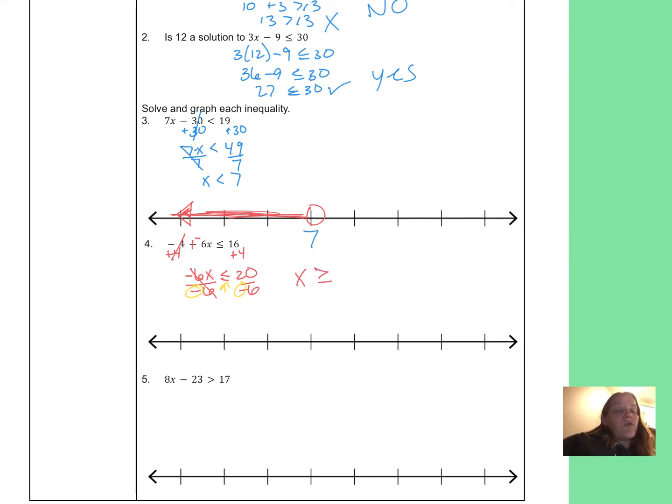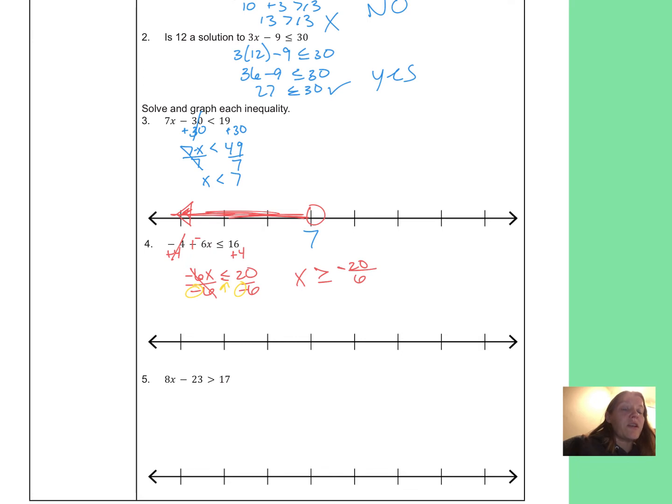And then 20 over 6. Well, that doesn't divide evenly. You can turn it into a decimal and just put in your calculator 20 divided by -6. I'm going to choose to leave it as a fraction, but I'm going to reduce it. So I can leave it as -20 over 6, but I'm going to choose to reduce it.